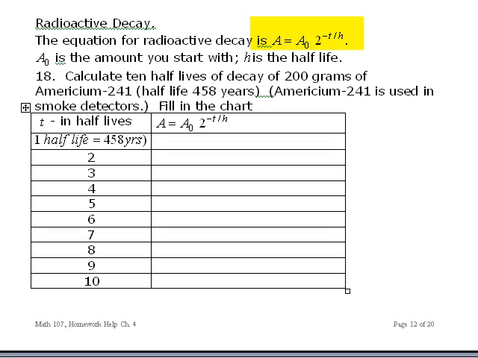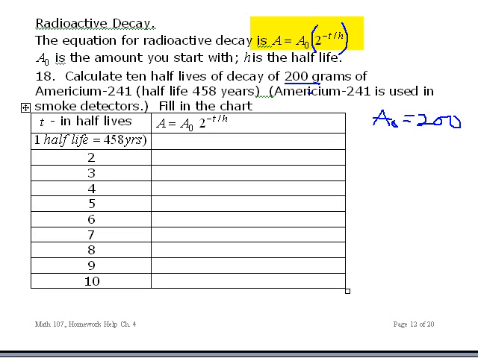First thing to remember in these problems is that you don't multiply the A0 times the 2. PEMDAS holds, and you work this out as though it's in parentheses. Then you multiply by A0, which is the amount you start with. In this case, you're going to start with 200 grams, so A0 will be 200.